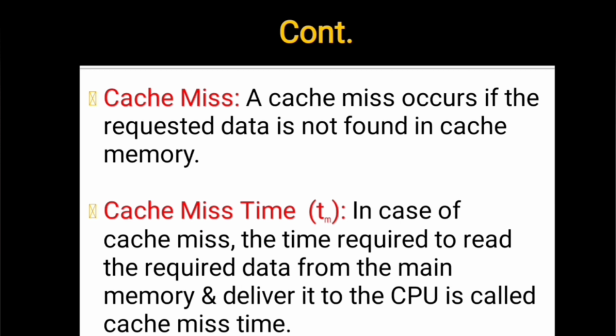Next is cache miss. A cache miss occurs if the requested data is not available in the cache memory. So we call it a cache miss. Correspondingly, we have another term, that is cache miss time. If your data is not available in the cache memory, then the data has to be read from the main memory. Hence the time required to read the required data from the main memory is called the cache miss time.